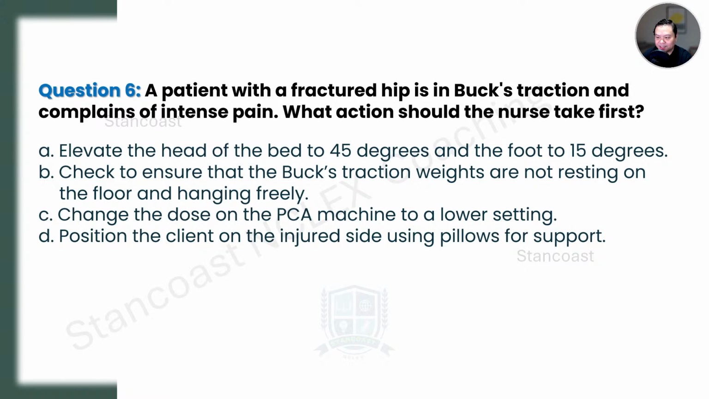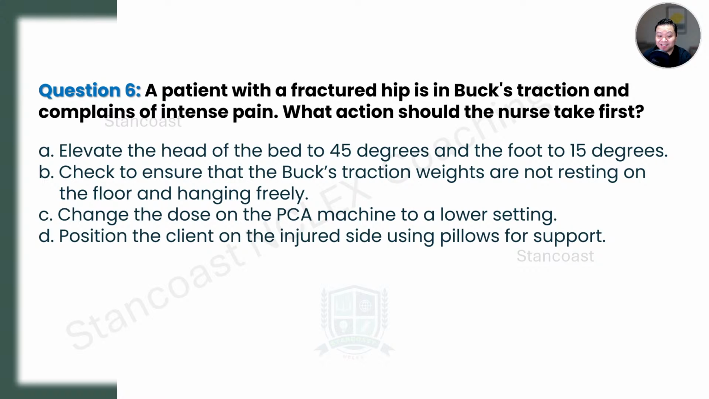Number 6. A patient with a fractured hip is in box traction and complains of intense pain. What action should the nurse take first? A, elevate the head of the bed to 45 degrees and the foot to 15 degrees. B, check to ensure that the box traction weights are not resting on the floor and hanging freely. C, change the dose on the PCA machine to a lower setting. And D, position the client on the injured side using pillows for support. Your patient is in box traction.